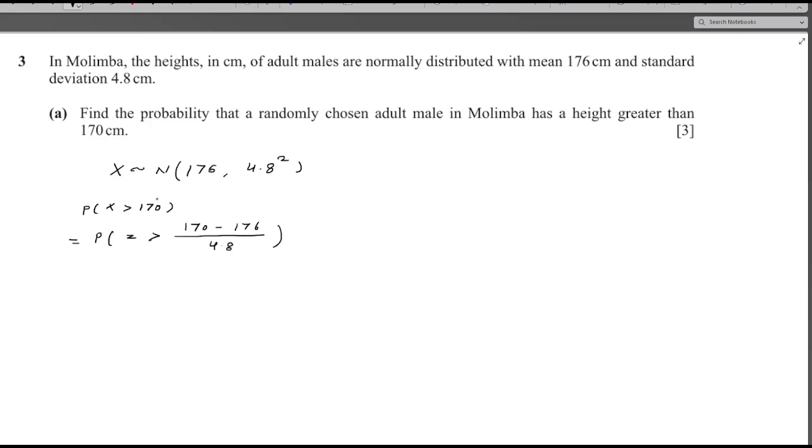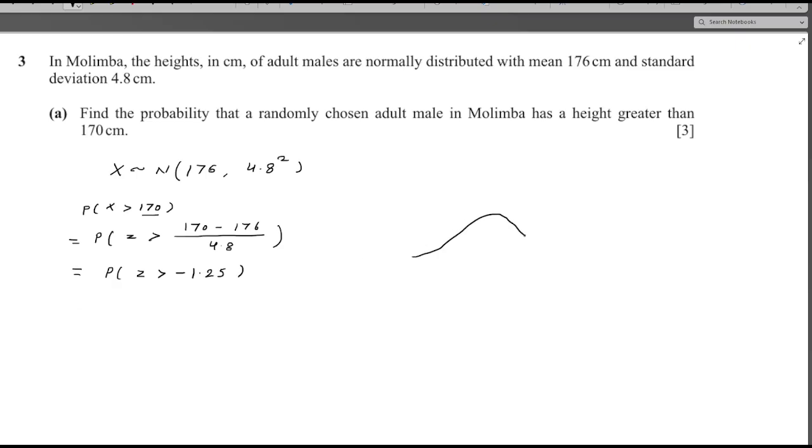Actually what we do here is convert our variable from X to Z, and the rule for converting X to Z is we subtract the mean from the given value of X and divide by the standard deviation. So here the standard deviation is 4.8. Now this is equal to the probability of Z more than minus 6 divided by 4.8. Minus 6 divided by 4.8 is minus 1.25. Z more than minus 1.25.